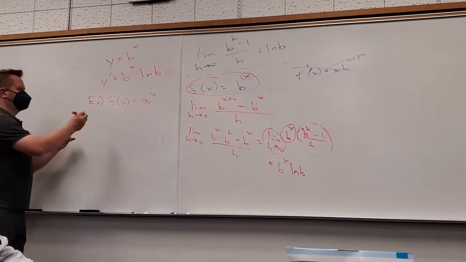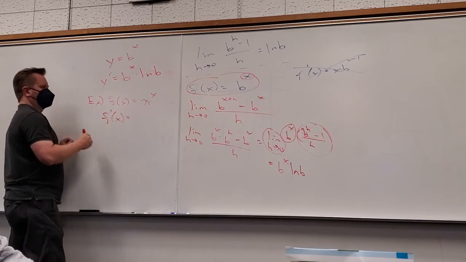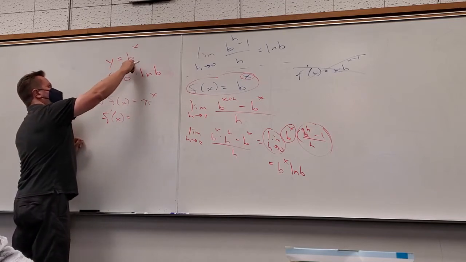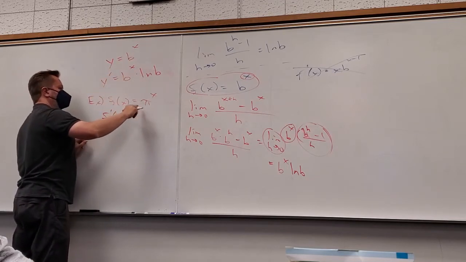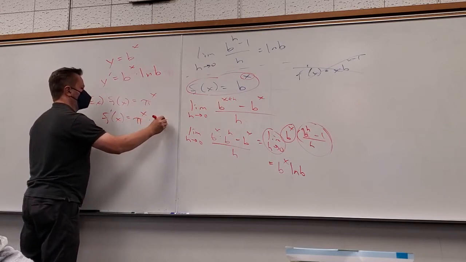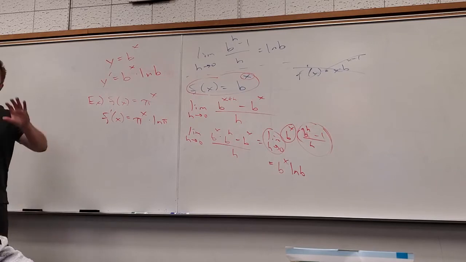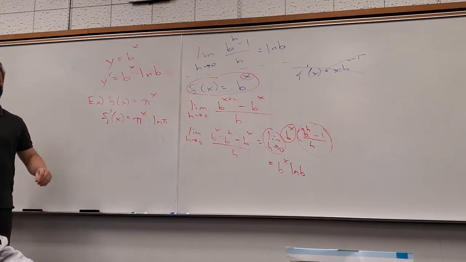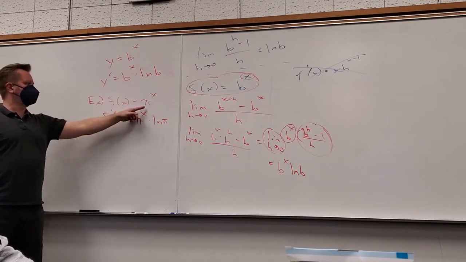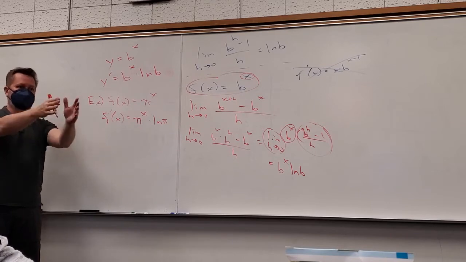For example, f of x equals pi to the x. What would this derivative be? Pi to the x times the natural log of pi. So for any exponential function, the derivative is basically itself times the natural log of the base. Which base is the most interesting base for a function like this? Pi is not very interesting. e to the x?